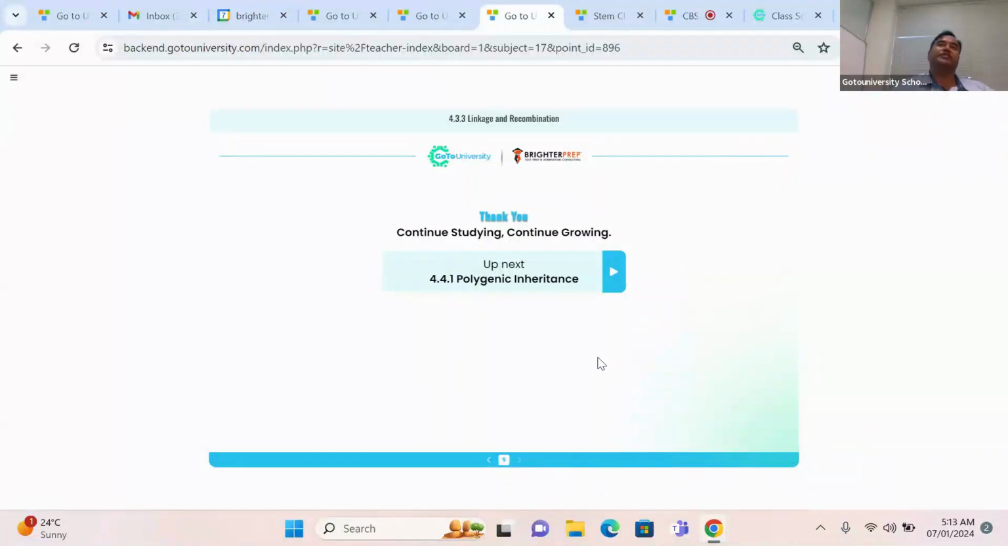We will be going for polygenic inheritance. What do you mean by polygenic inheritance? Many alleles controlling a character bring about one particular character. That is what is called polygenic inheritance.